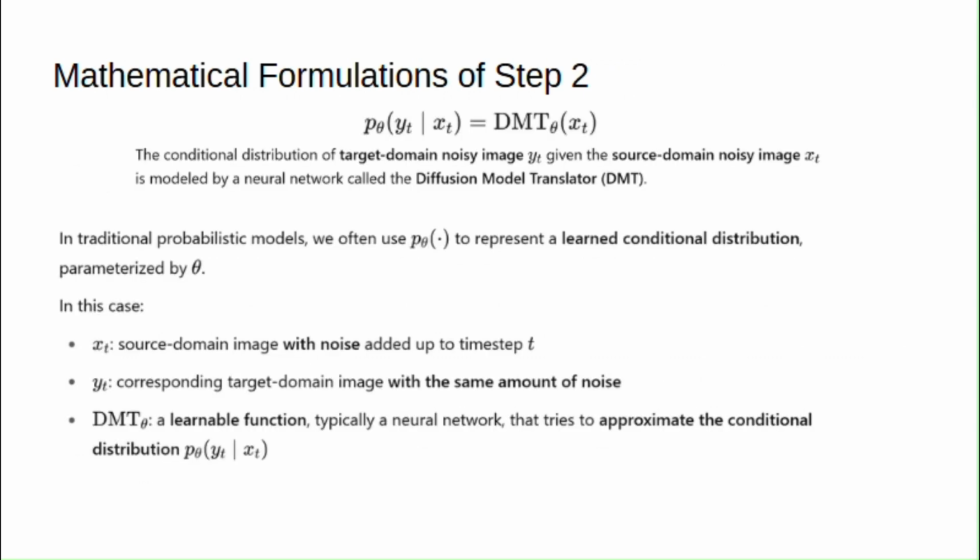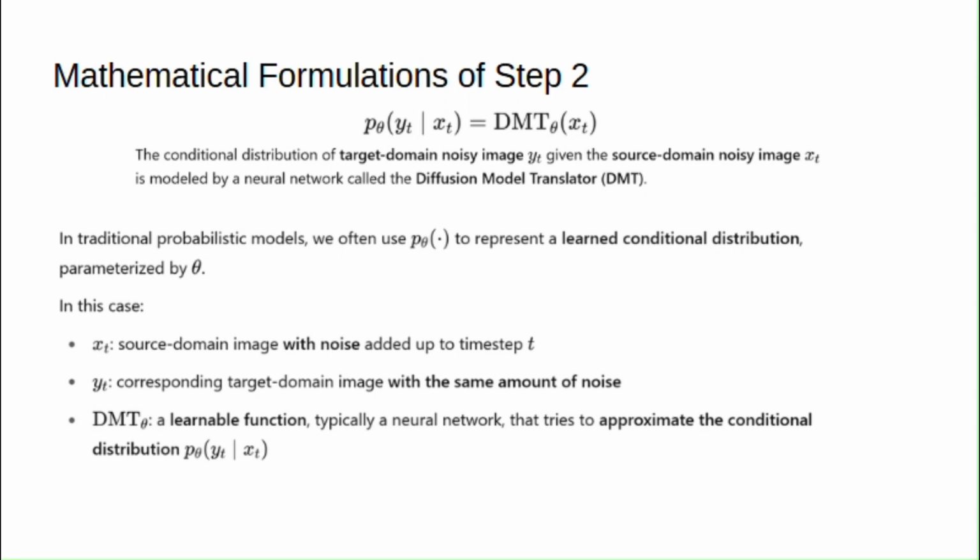Let's now discuss the core of our approach, step 2, domain translation using the diffusion model translator. The objective here is to transform a noisy source domain image xt into a noisy target domain image yt, all at a single timestamp t. Instead of relying on recurrent conditioning, we do this with a single function given by p theta of yt given xt is equal to DMT with the parameter theta and input xt. The function DMT theta is a neural network trained to learn the mapping from noisy source to noisy target image.